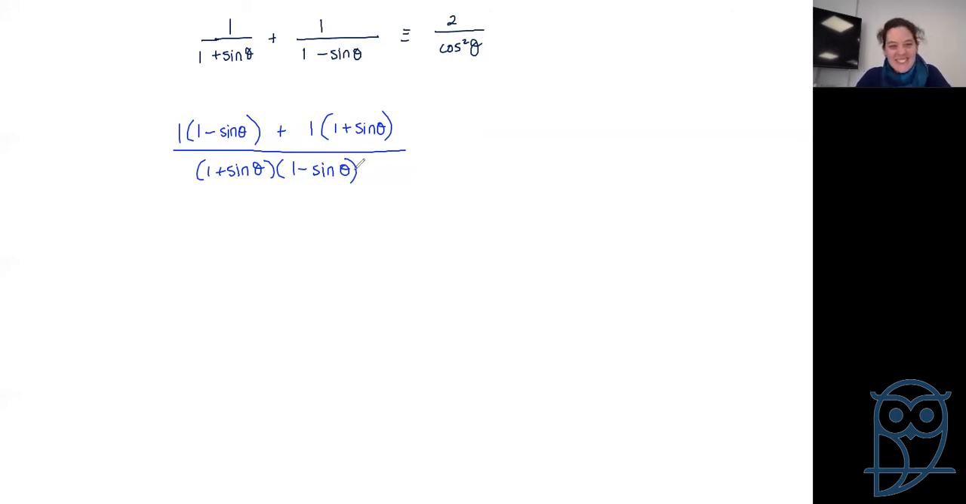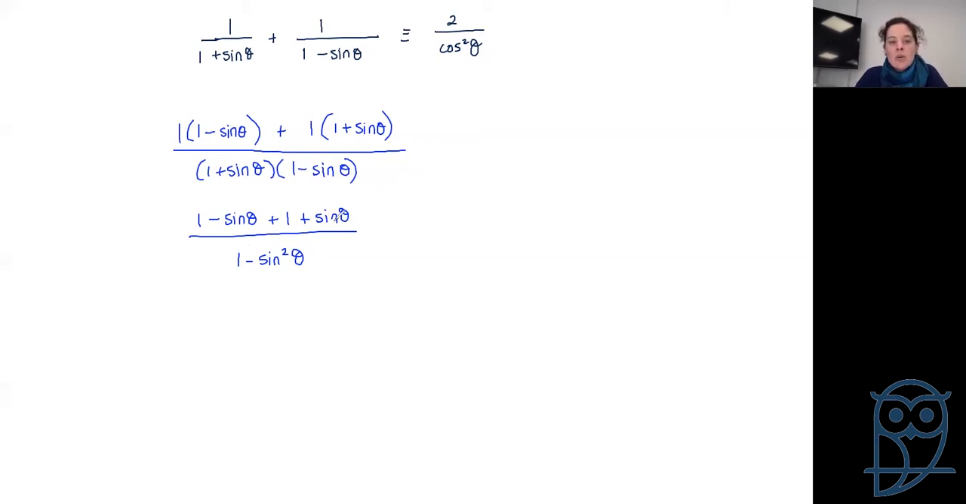So on the top we have 1 minus sine theta plus 1 plus sine theta. On the bottom we have 1 plus sine theta, 1 minus sine theta. Now that should be ringing a bell, because we have a 1 and a 1, a sine and a sine, a plus and a minus. We have difference between 2 squares. So if we expand that, we have 1 minus sine squared theta. Maybe some bells are starting to ring now.